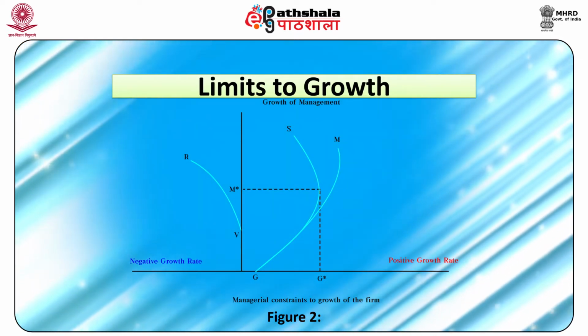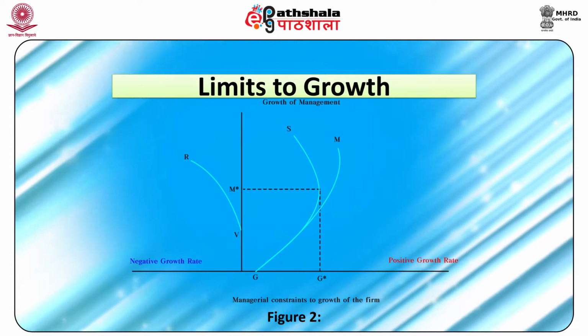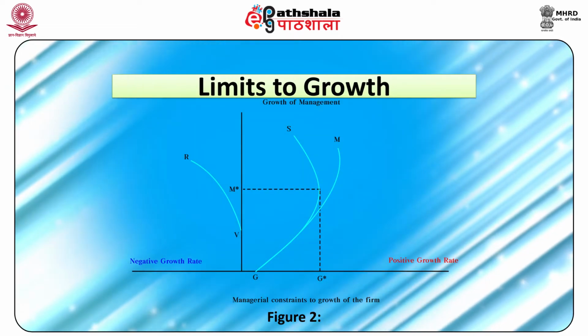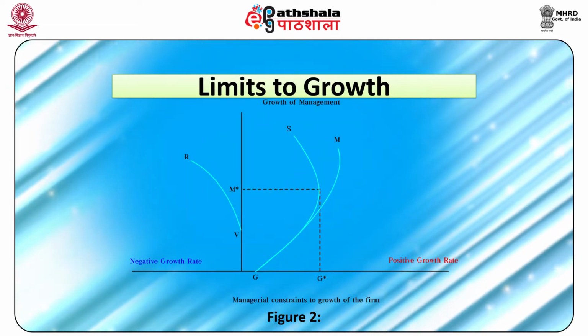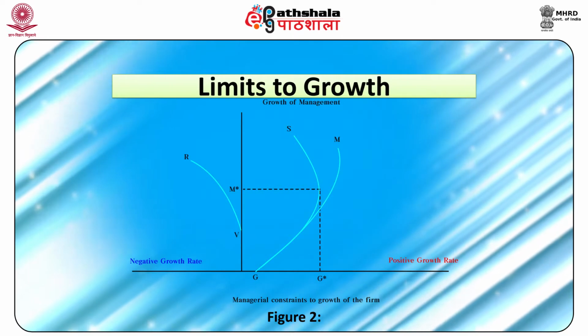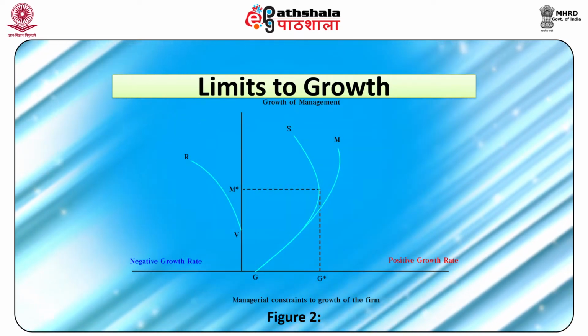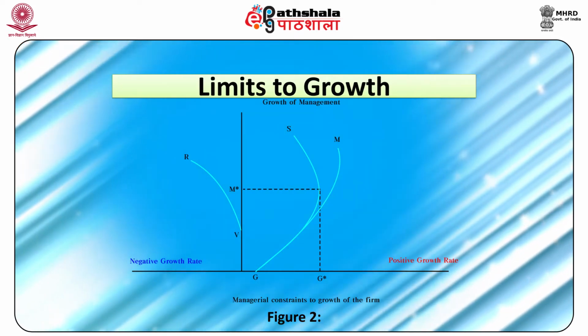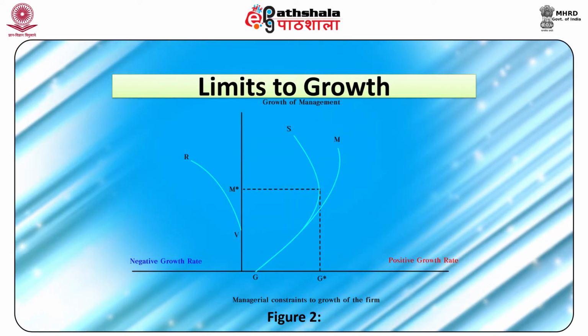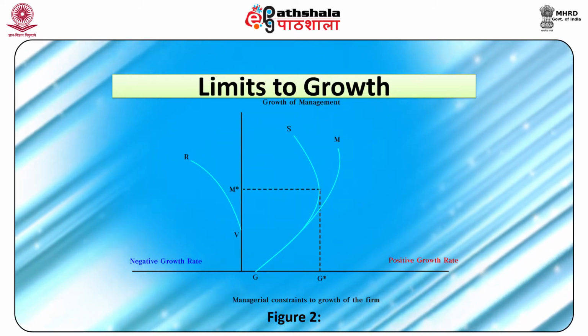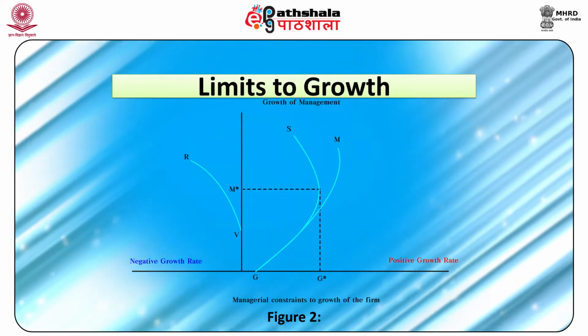Negative relationship between the growth of firm and managerial team is depicted by the curve VR. This is because induction of new members in the team would require more time and effort on their training, leaving less time for the growth of the firm. The overall effect of growth of management on the growth of the firm is given by GS, which is the sum of two opposite effects given by VR and GM.